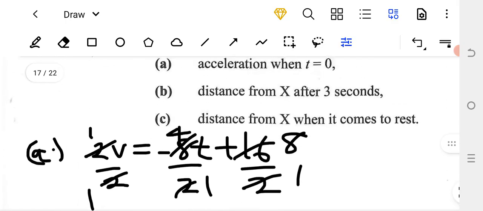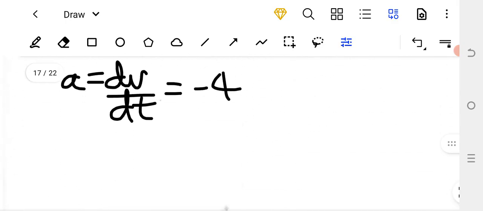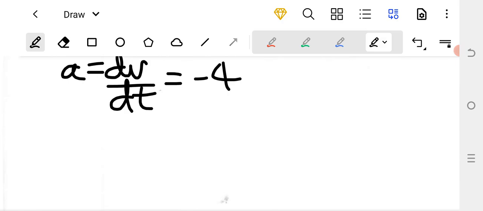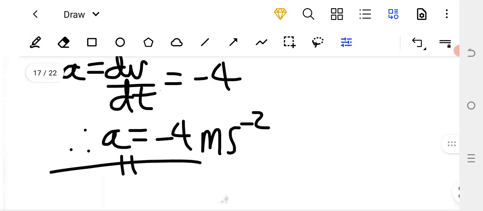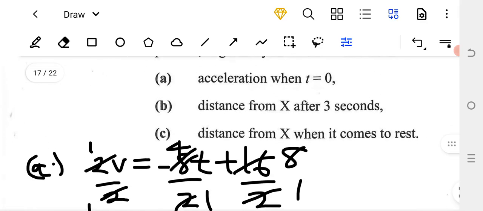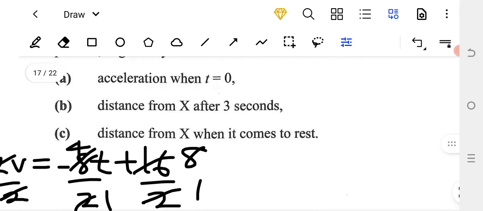So here they are saying when time is equal to 0. You don't need to substitute anything. Just say therefore A is equal to negative 4, like that. You put your units, meters per second, or meters per second squared, whatever you would want to do.